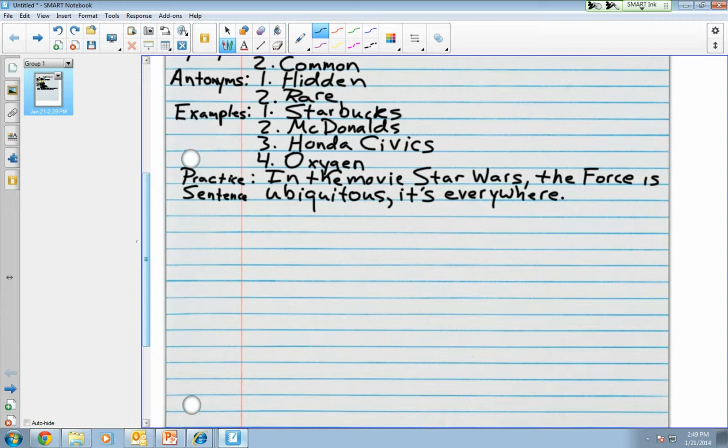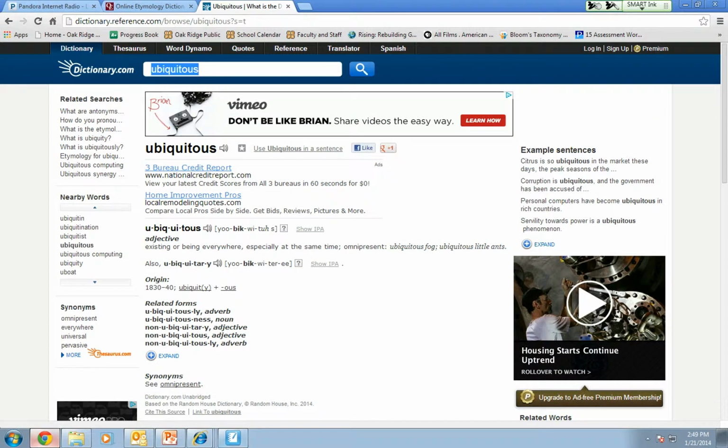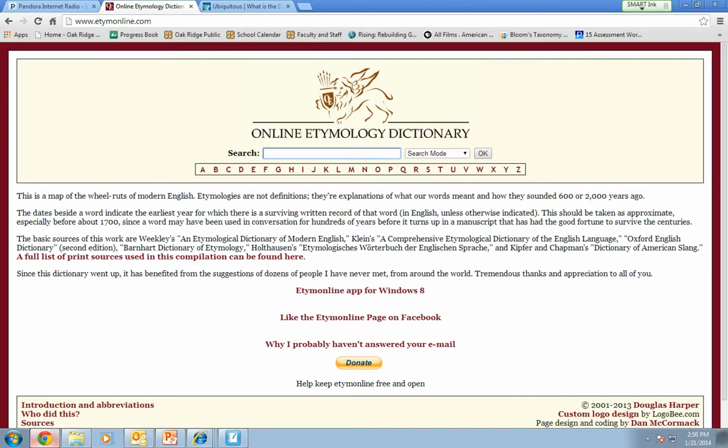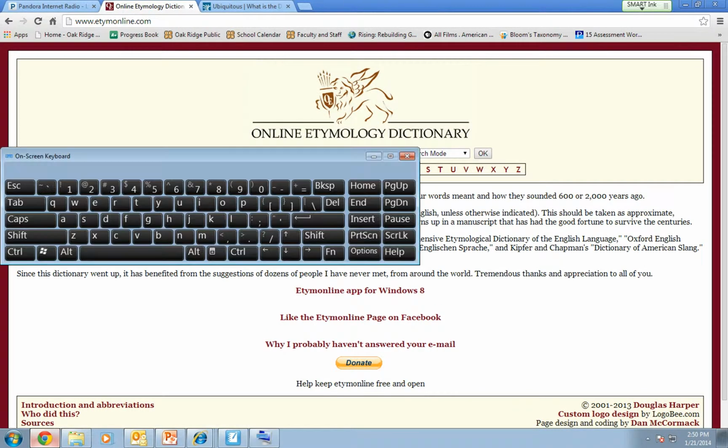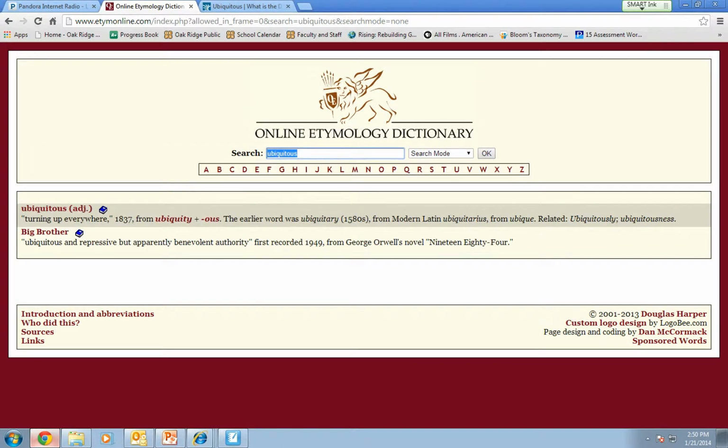Now, the next part that I want to do is get my etymology done. So we're going to abbreviate that as ETYM. And the way that you're going to do this is you're actually going to go on the internet to this website called the Online Etymology Dictionary, and you're going to type it in here. Give me a second. I should have had this done before. Ubiquitous, and search it. And what's going to come up is all of this information.